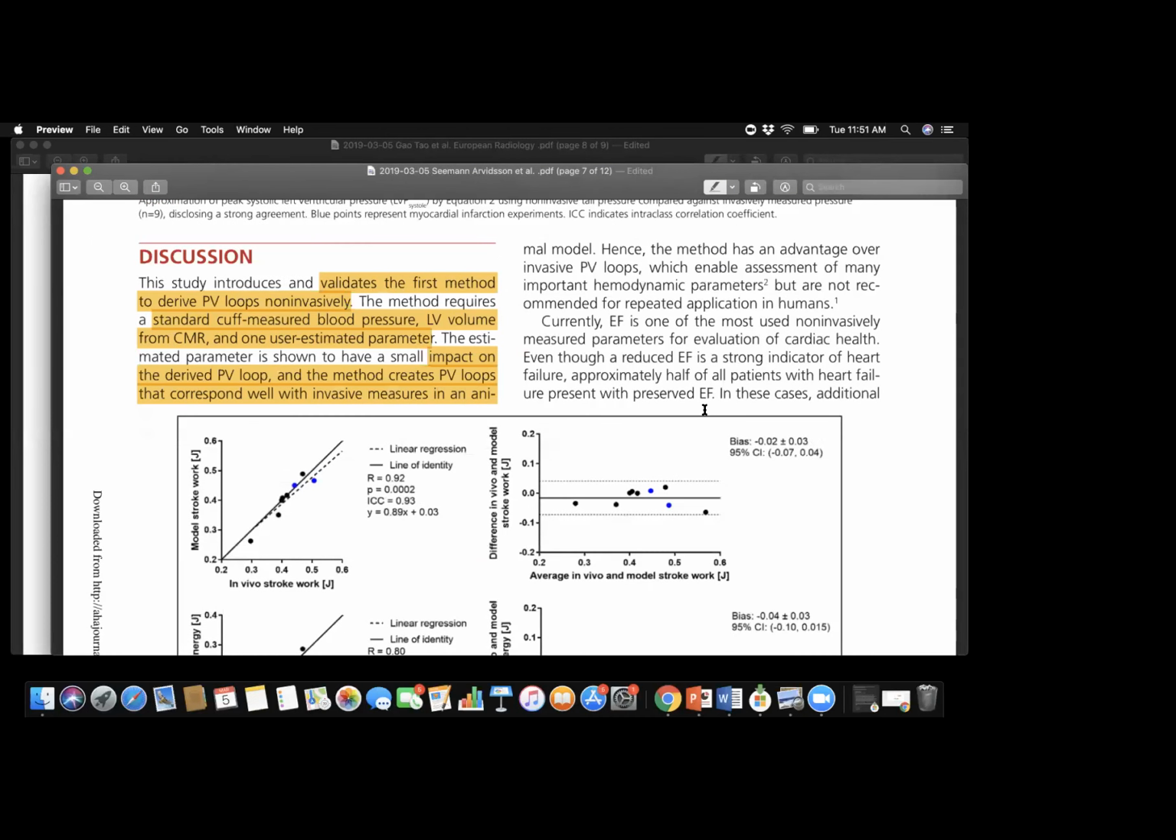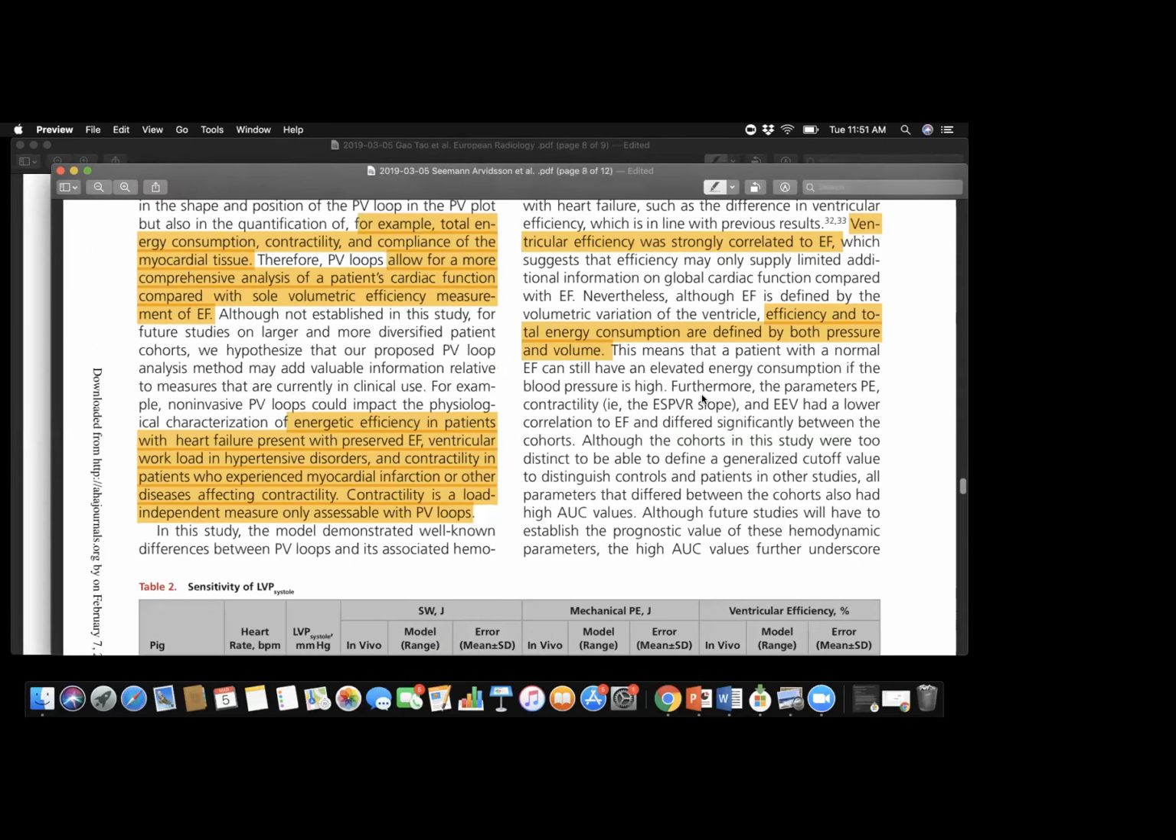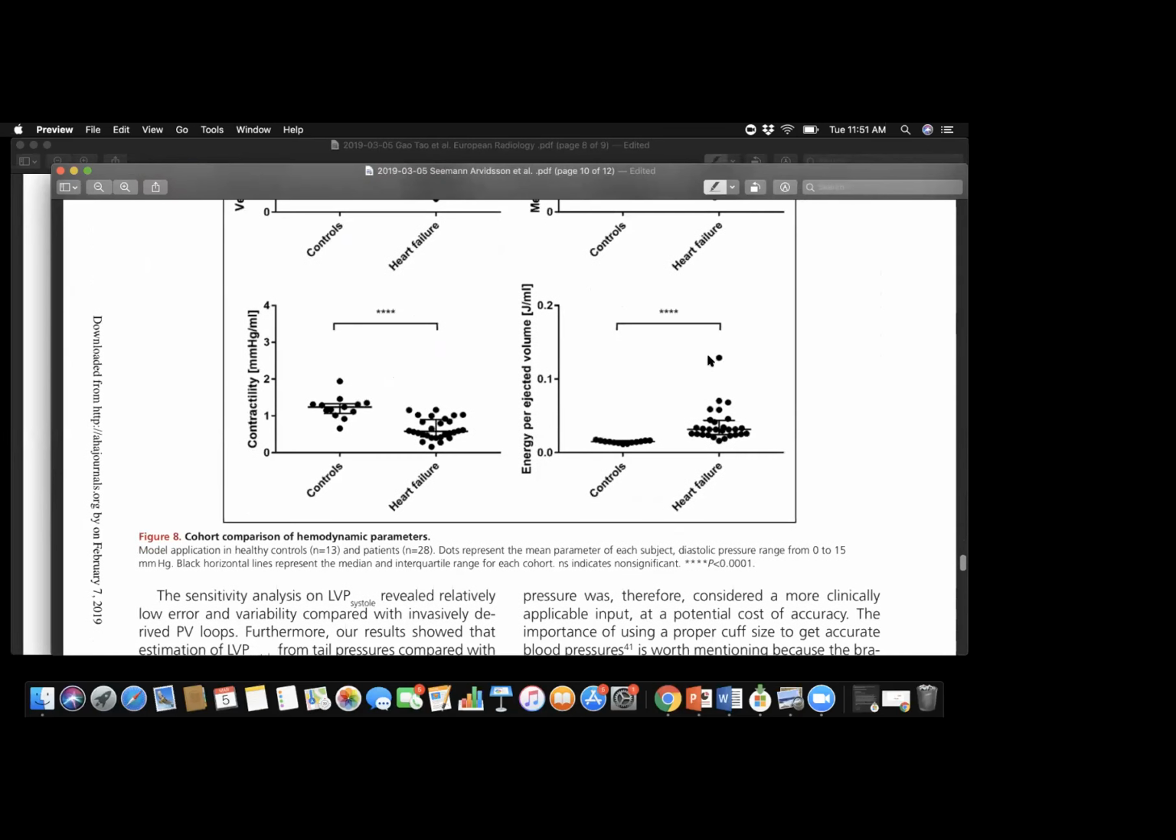So basically, to summarize, this is the first experimentally validated model to compute the PV loops, and it shows significant agreement with what they had in vivo, and also could support clinical decision making. It could be a surrogate for patients with heart failure. Any questions?